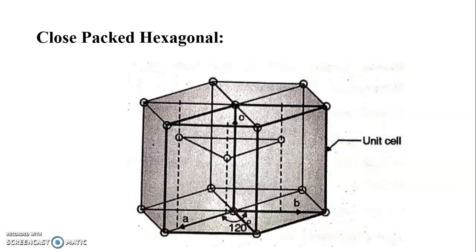Since each atom at the corner of the unit cell is shared by 8 adjoining cells and one atom inside the cell cannot be shared, it has a total of 2 atoms. If 3 cells are considered, then it has a total of 6 atoms. Examples of metals that crystallize in this structure are magnesium, beryllium, zinc, cadmium, etc.